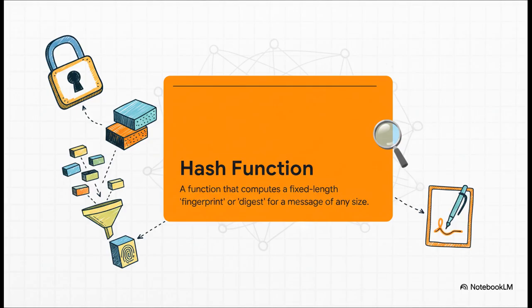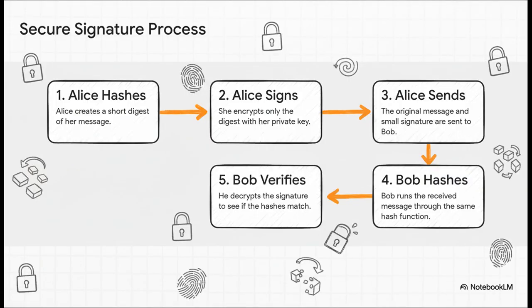And here's the kicker. If you change just one single bit of the input, the fingerprint changes completely. It's totally unrecognizable. So let's see how this makes everything work, using our friends Alice and Bob. First, Alice takes her message and runs it through the hash function to get that tiny digest. Then, and this is the important part, she uses her private key to sign only the digest. She sends the original, big message and that tiny little signature over to Bob.